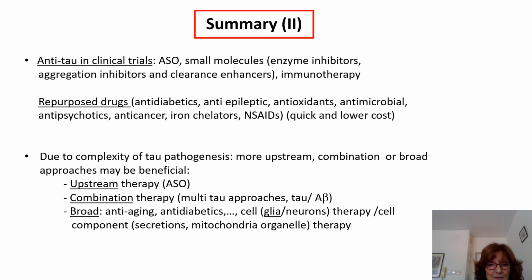And due to the complexity of tau pathogenesis, maybe a more upstream method or combination or broad approaches may be beneficial. Upstream, we speak about antisense oligonucleotides, combinations, and broad therapy of anti-aging, anti-diabetic, and cell-related therapy, cell component.